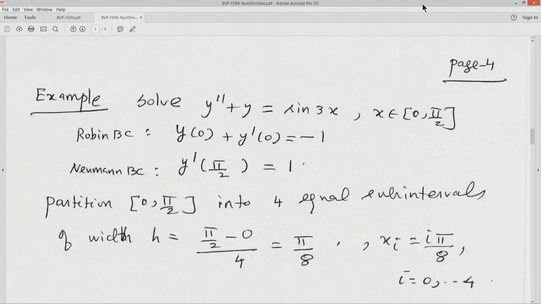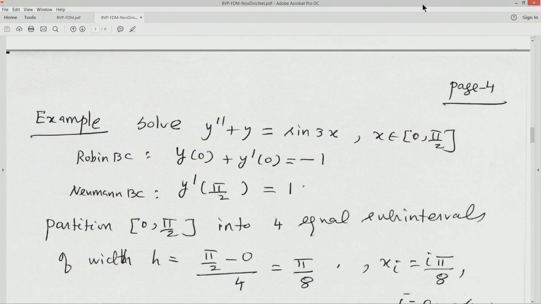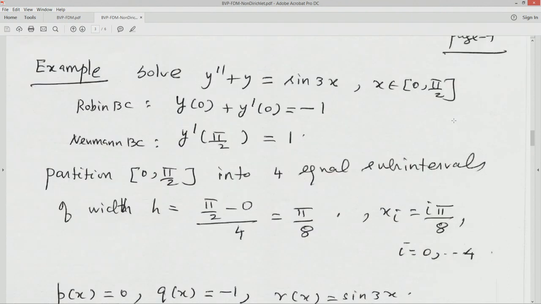So, let us consider an example to illustrate how we can solve the boundary value problem for non-Dirichlet boundary conditions. We now consider an example to illustrate the method of solving boundary value problem governed by differential equations of second order with non-Dirichlet boundary conditions.